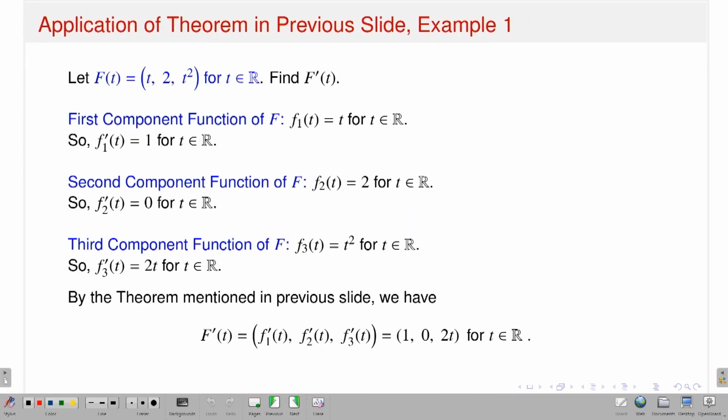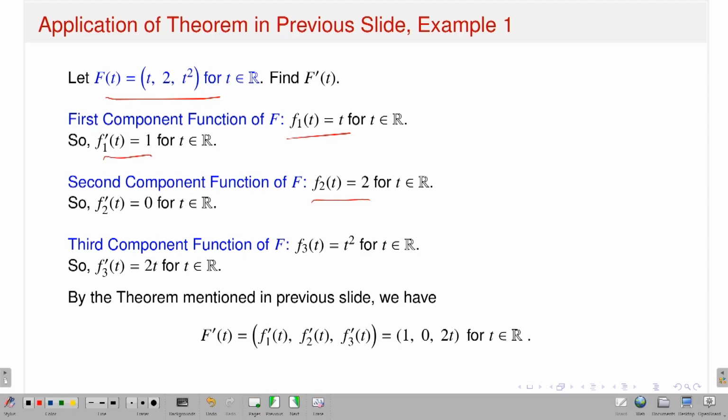Now some applications, that means the example I have given. Take this kind of function. It is a function from R to R^3. What are the component functions? You can easily identify them. The first component function f1(t) is equal to t, whose derivative is 1, you know.